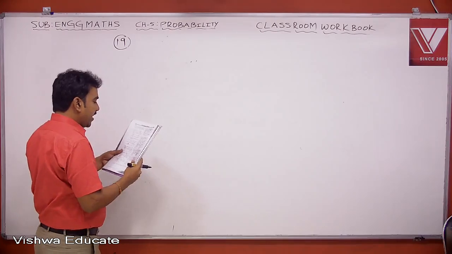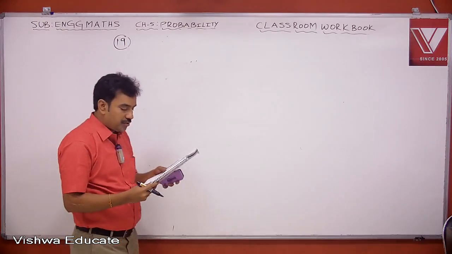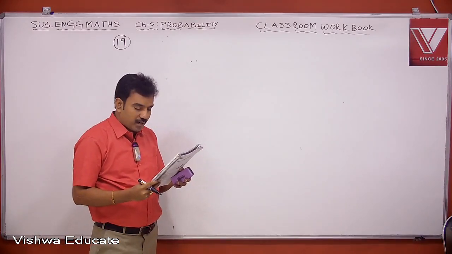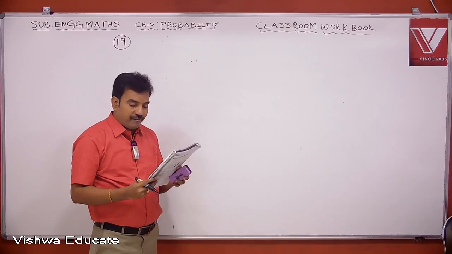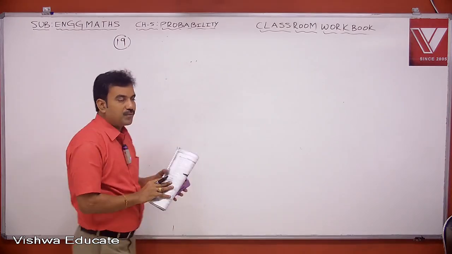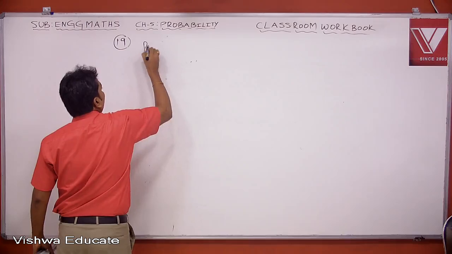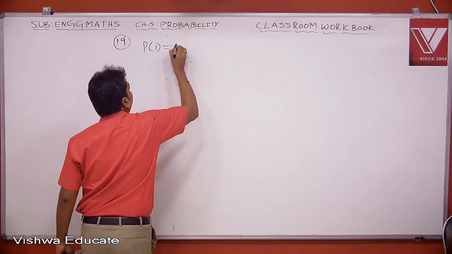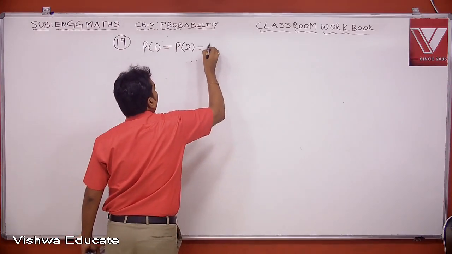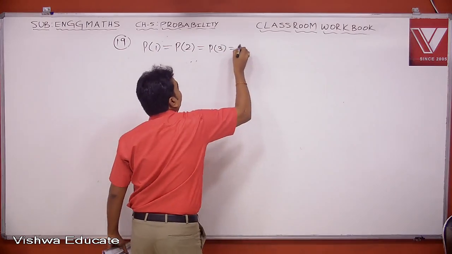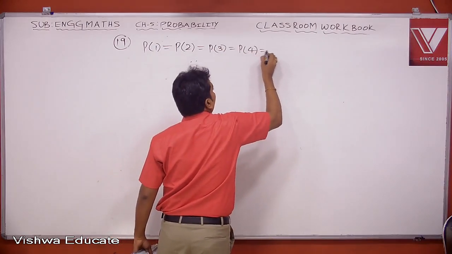A hydraulic structure has 4 gates which operate independently. The probability of failure of each gate is 0.2. So 4 gates are there, and the probability of failure of each gate is 0.2. So P of 1 equal to, P of 2 equal to, P of 3 equal to, P of 4 equal to 0.2.